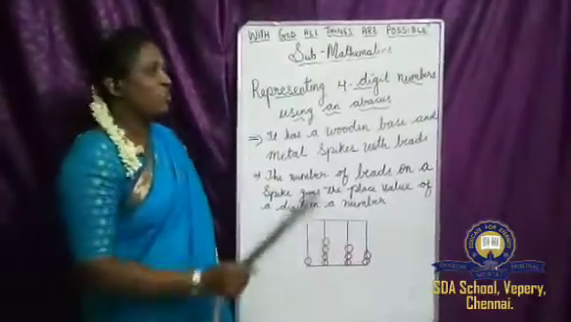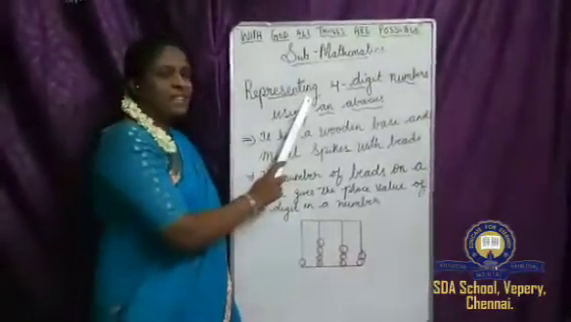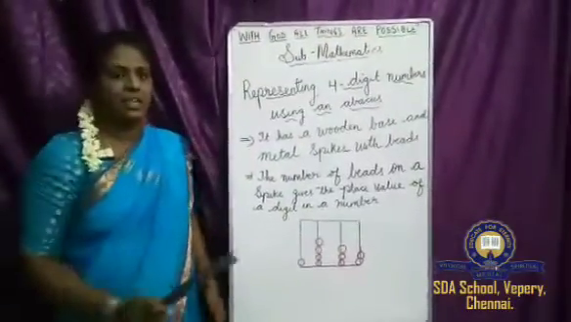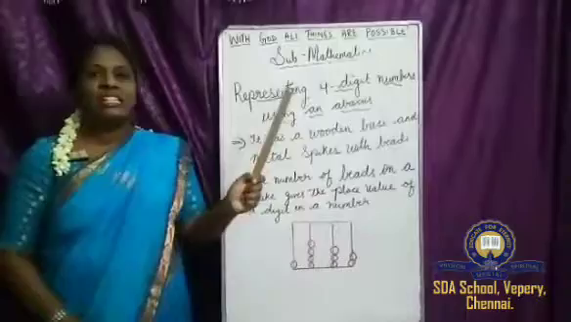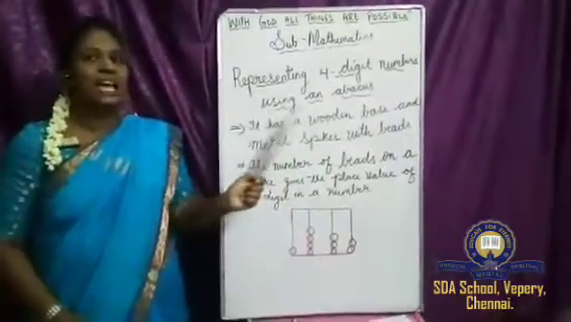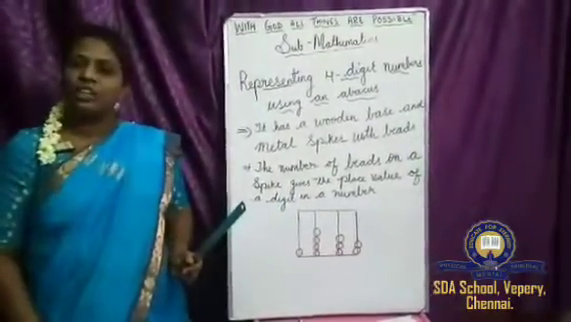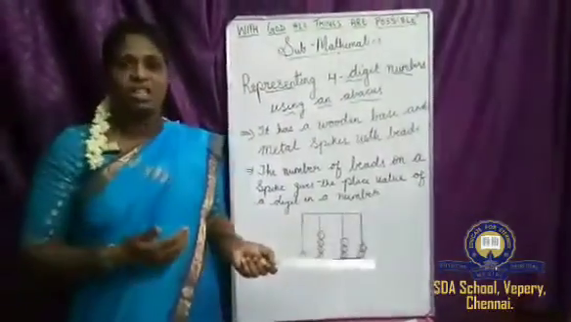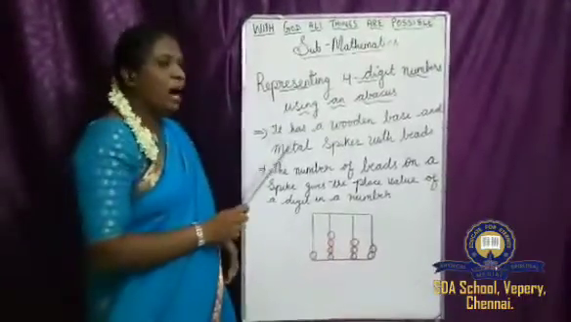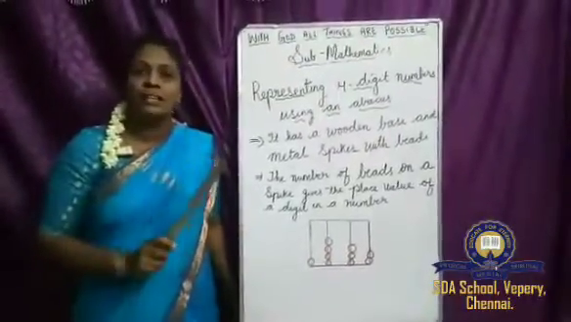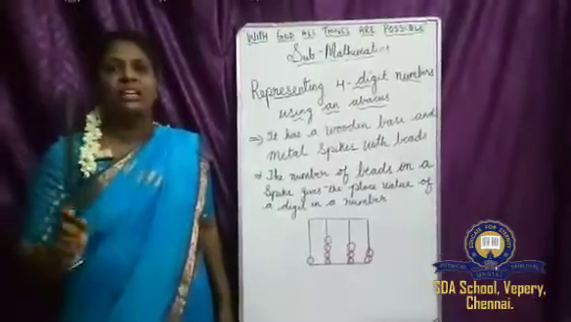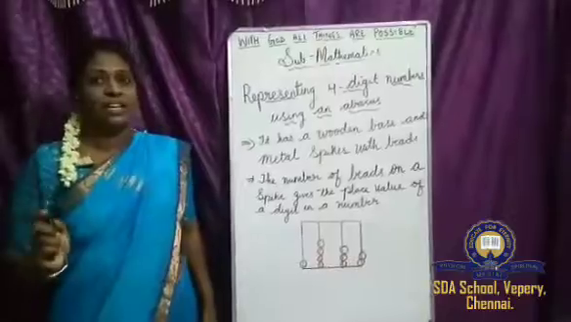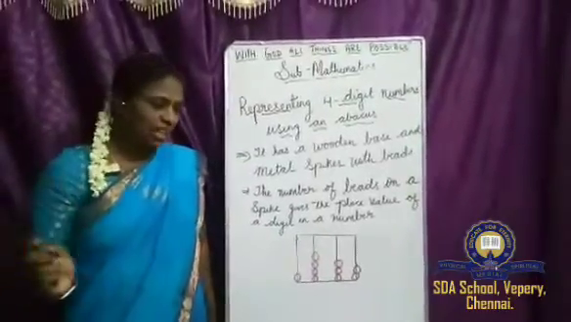Children, now we are going to learn representing 4-digit numbers using an abacus. I think you all know what an abacus is, because you are already learning it in our school. An abacus is a counting device. It was first invented in China by Chinese people.